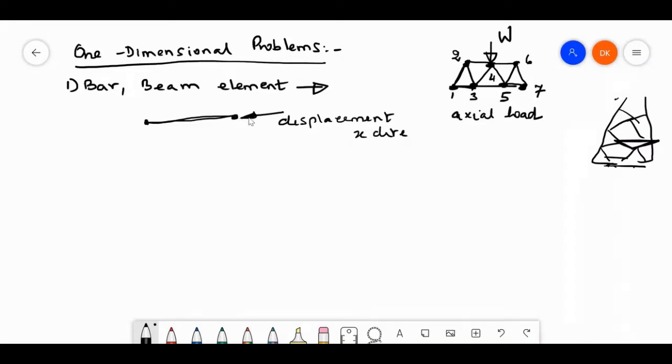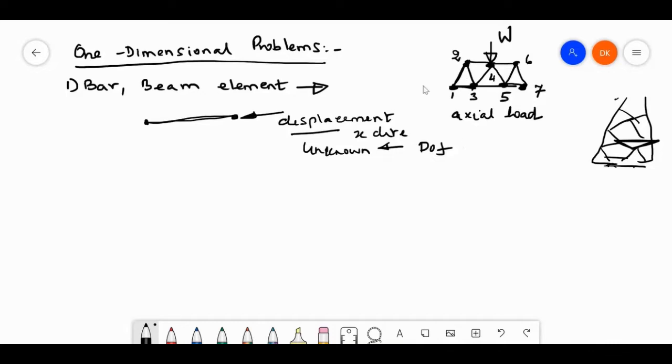Whatever load is applied on the structure, you get a displacement, but we don't know the displacement value. That is the unknown value. Whatever the unknown value in the structural problem, this is called the degrees of freedom. So here the displacement is the degrees of freedom.